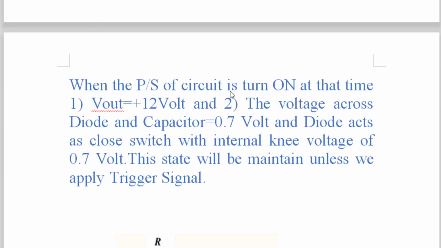When the power supply of the circuit is turned on, at that time, number one, Vout is equal to plus 12 volt. And number two, the voltage across the diode and capacitor is 0.7 volt. The diode acts as a closed switch with an internal knee voltage of 0.7 volt. This state will be maintained unless and until we apply the trigger signal.